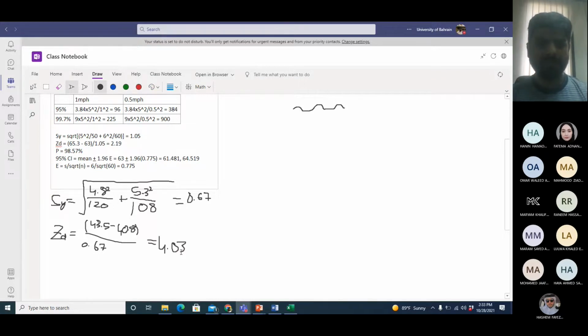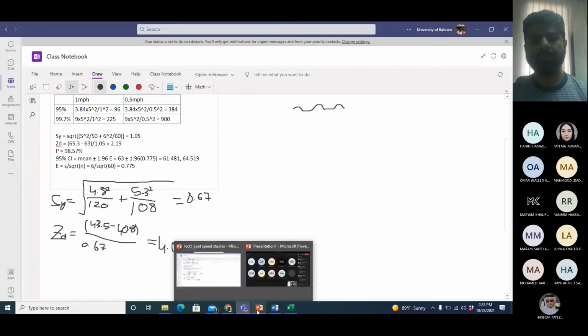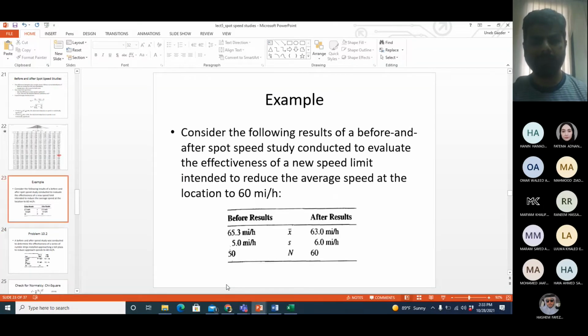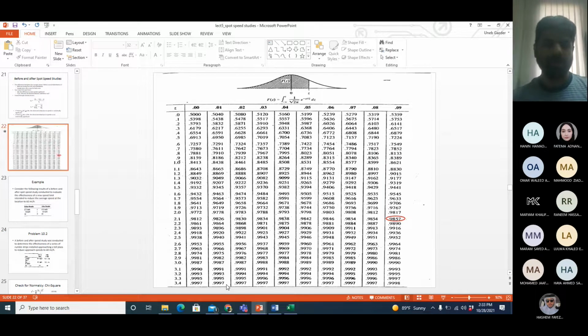Now, to decide whether we have a significant difference or not, we will go to the Z table. This is why I am doing this example, although it is exactly the same as the previous example, but I am doing it so that I can explain this point to you. Now you see the Z table, these are the Z values. The first column and the top row represent the Z values. You can see the last in this column is 3.4 and it goes up to 0.09, so the last value of Z in this table is 3.49. Now my value is 4 point something. So 4 is not here.